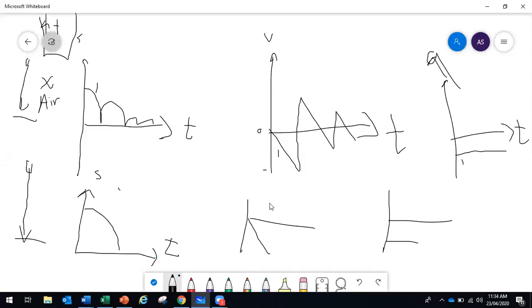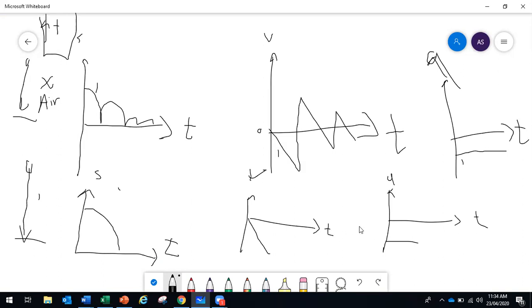Now my question is, just one, easier: how will these three graphs change if air resistance is considered? First, I want you to sketch the VT graph.